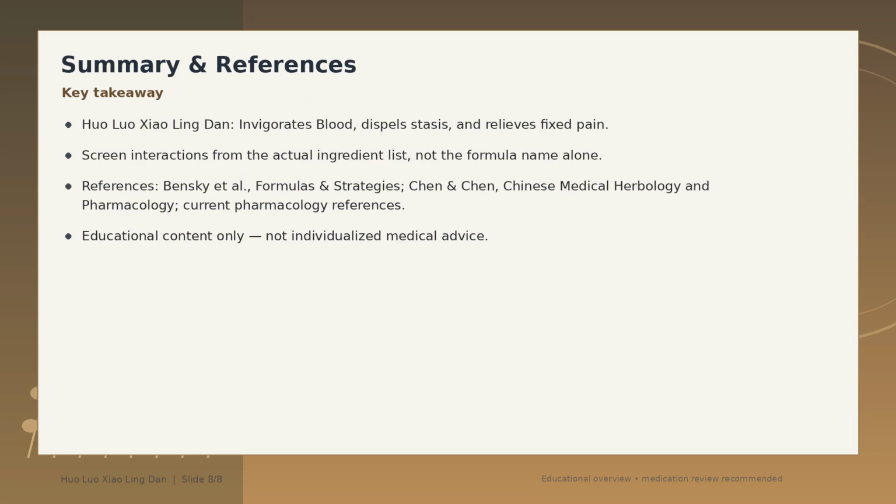In summary, Xiao Ling is best understood as a pattern-based prescription whose action is to invigorate blood, dispel stasis, and relieve fixed pain. The key safety principle is targeted interaction screening plus objective monitoring when risk is plausible. Standard references for further study include Chinese Herbal Medicine: Formulas and Strategies by Bensky and colleagues, Chinese Medical Herbology and Pharmacology by Chen, and current drug interaction and pharmacology references.